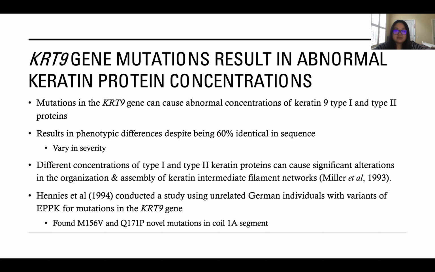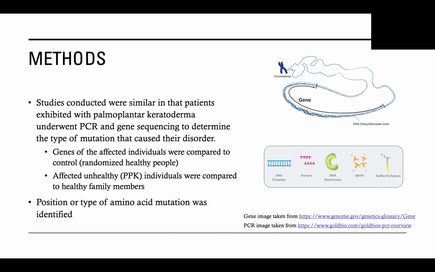And this emphasizes an important concept: structure determines function. And since the coil 1A integrity is important for function, when the structure of the IF networks is affected, it's unable to regulate normal skin functions, and skin disorders such as PPK can result.